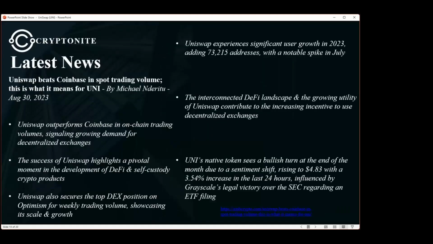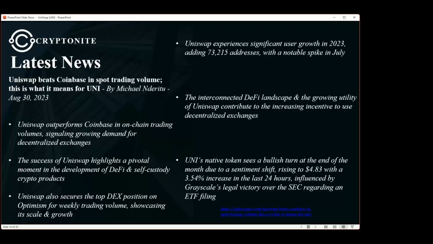Thank you, Boris. What about the latest news of Uniswap, but also just the latest news in general about crypto? So Uniswap is beating Coinbase in spot trading volume. And that's really big, because that means that there are more transactions taking place on Uniswap than there are on Coinbase, which shows that people are more and more looking for decentralized exchanges. That's definitely a big signal.